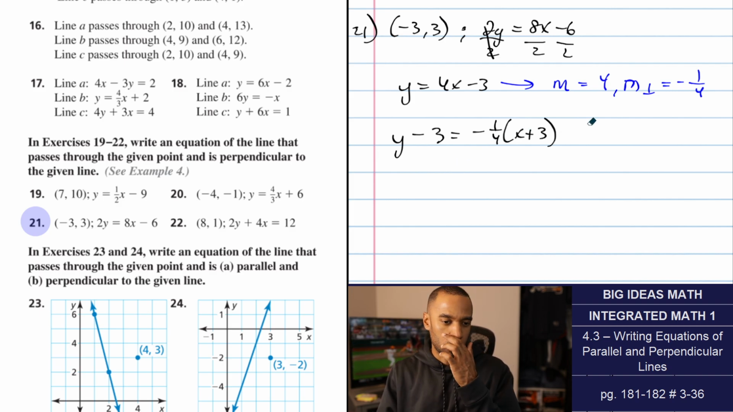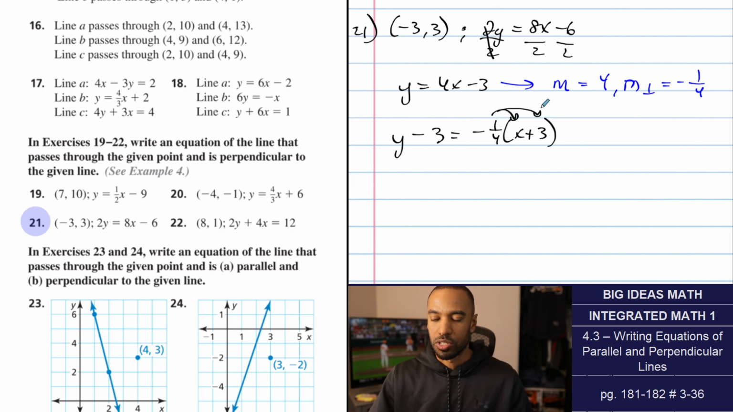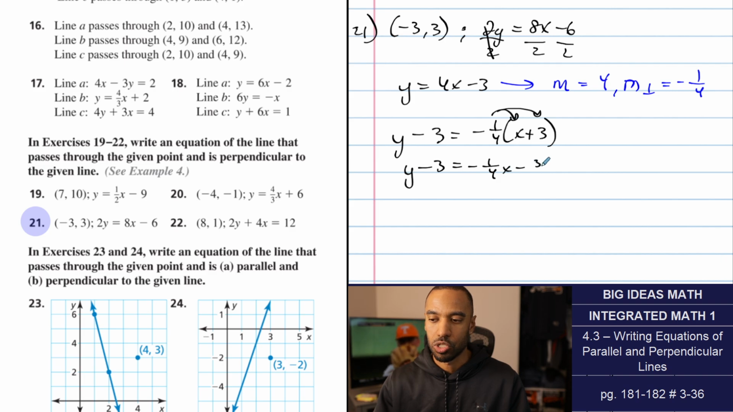This won't be fun no matter which way you did this, by the way. But you have two methods now, so pick and choose. So I got y minus 3 equals -1/4 x minus 3/4. And I need to add 3 to both sides. I need to add 3 to -3/4.